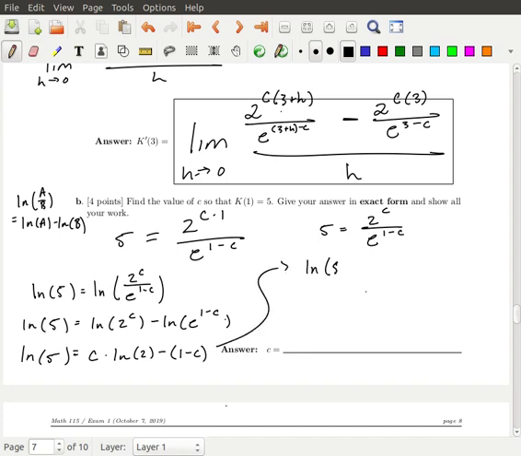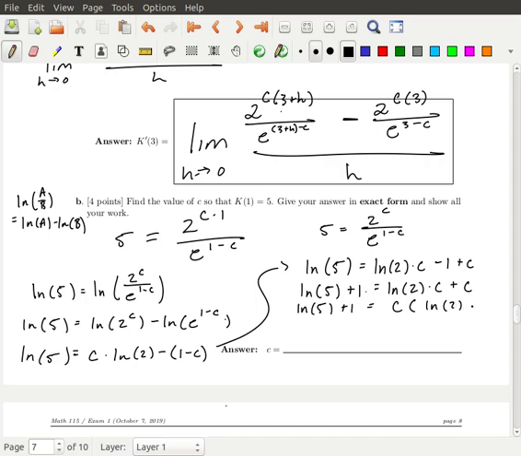And now we're just going to do normal kind of algebra. Collect up like terms. First I'll distribute the minus. So ln of 2 times c minus 1 plus c. I'll move the negative 1 over. I'm sure this is incredibly boring for me to describe in these minute details, but it is tricky. I'm going to factor out the c on the right. Ln of 5 plus 1 equals c times ln of 2 plus 1.